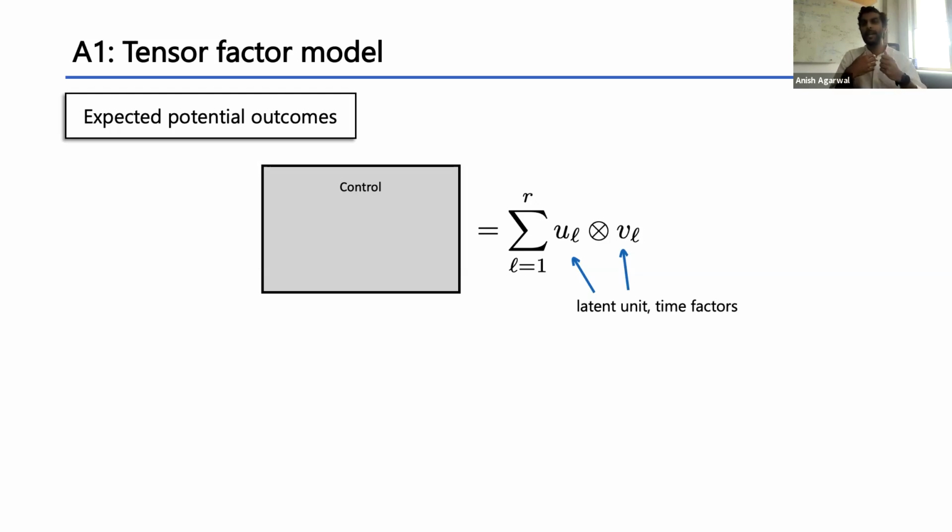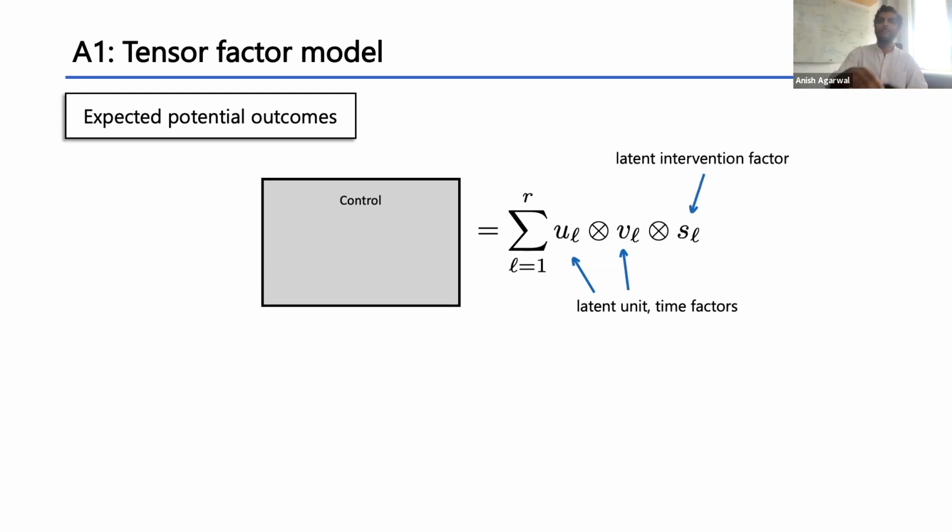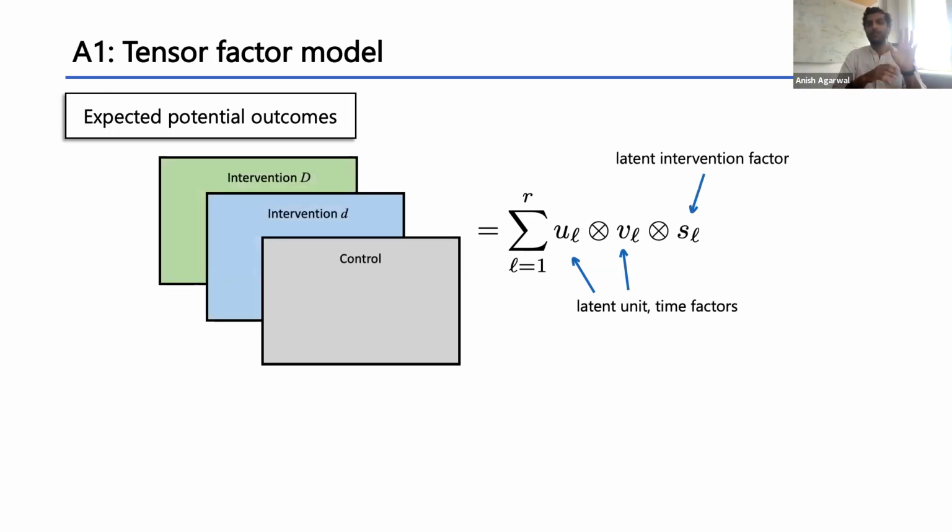Now, if you want to add structure not just across units and time, because we want to make estimations for different interventions, not just in the control, we need to add structure across interventions as well. So now we say that there's a low rank tensor, and there's a latent factor associated with intervention as well. This R now represents what we call the CP rank of a tensor, and that's a well-defined quantity.